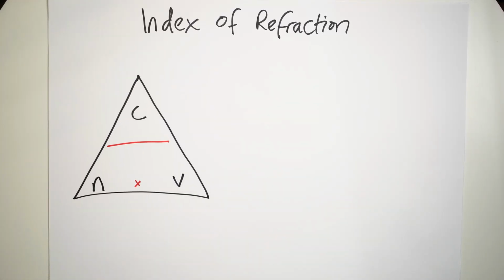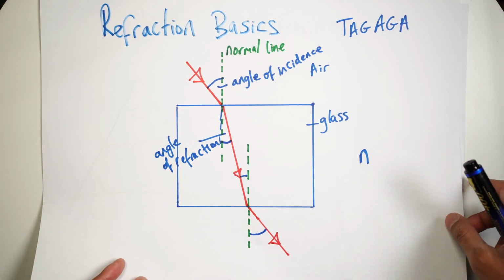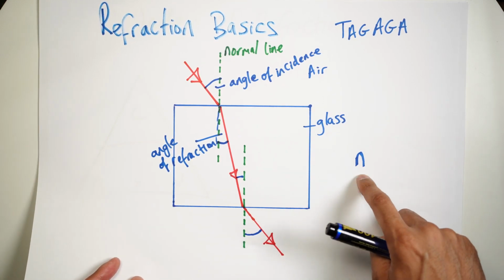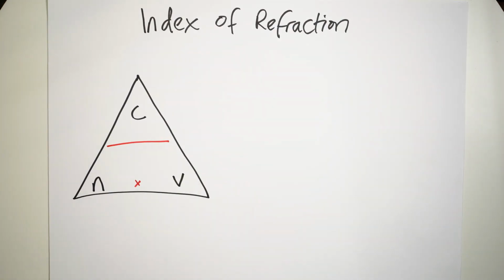Today we're going to be looking at index of refraction. Now if you haven't watched Refraction Basics, make sure you check it out. In that video we talked about something called N, or the refractive index. We're going to look at how to work that out now. Now the refractive index indicates how much light changes direction from one medium to another. So the bigger the refractive index, the more the light's going to change direction.